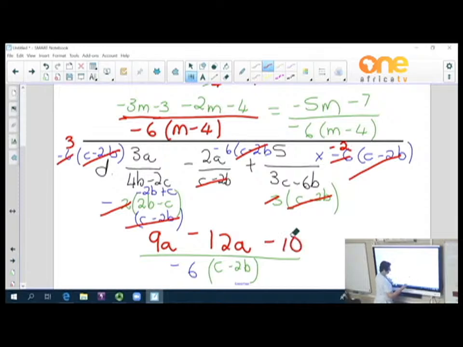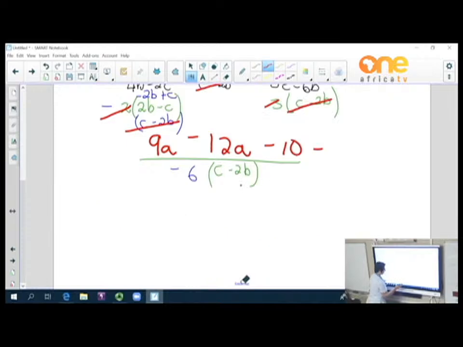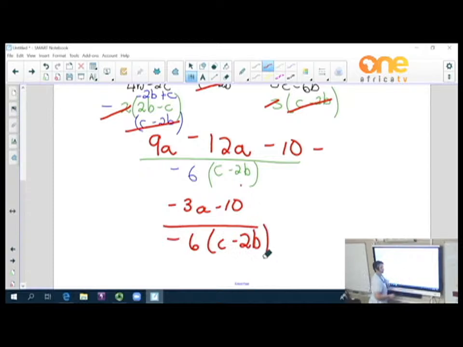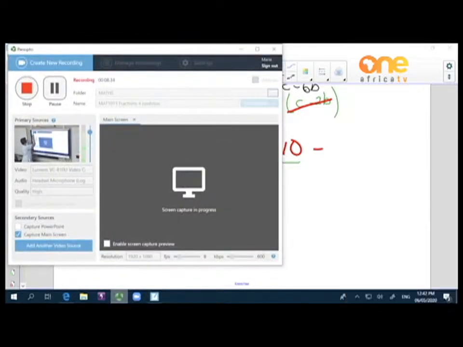So the final answer here is then negative 3a minus 10 over negative 6, c minus 2b. Right, so this was then with signs that we have to look at there, changing with signs.